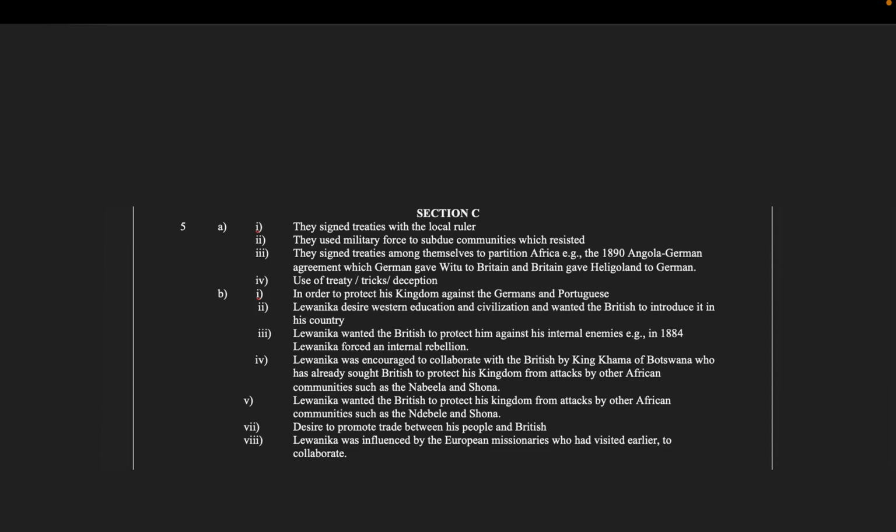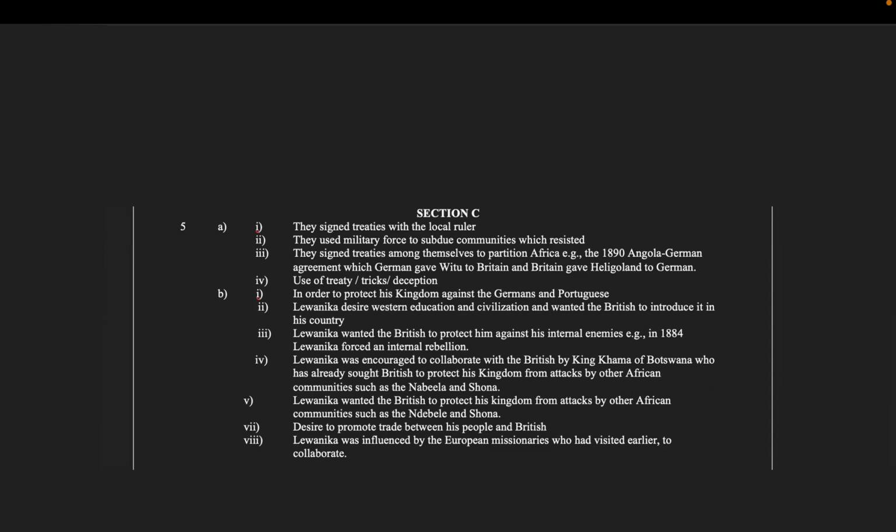In order to protect his kingdom against the Germans and Portuguese. Lewanika desired Western education and civilization and wanted the British to introduce it in his country. Lewanika wanted the British to protect him against his internal enemies, e.g., in 1884 Lewanika faced an internal rebellion.